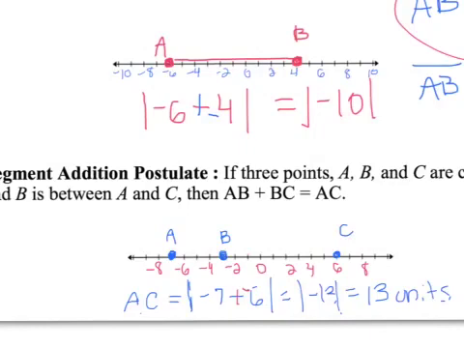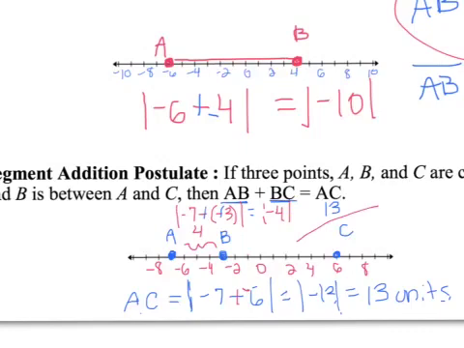Now we want to see if the distance of AB plus the distance of BC equals those 13 units. So finding the distance of AB would just be the absolute value of -7 minus -3. Keep the sign of the first, change it to addition, change it to addition. This gives you the absolute value of -4, which means this distance is 4 units.